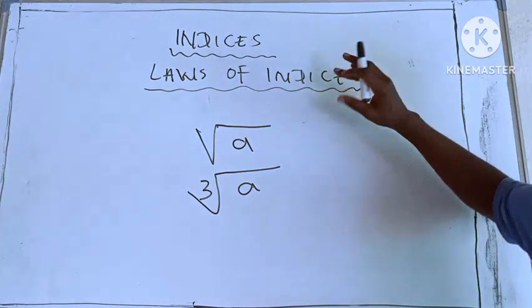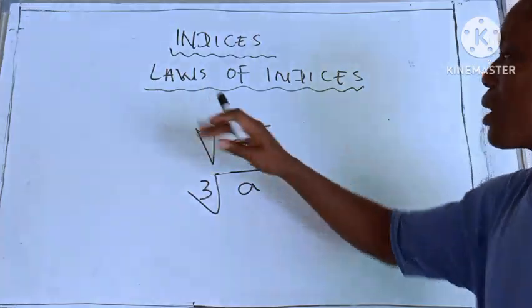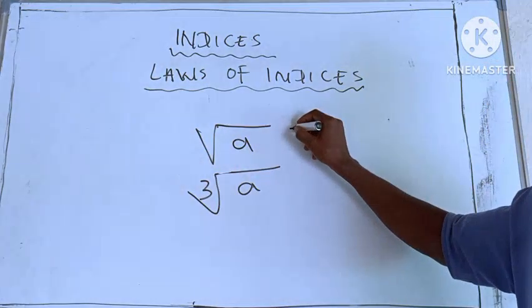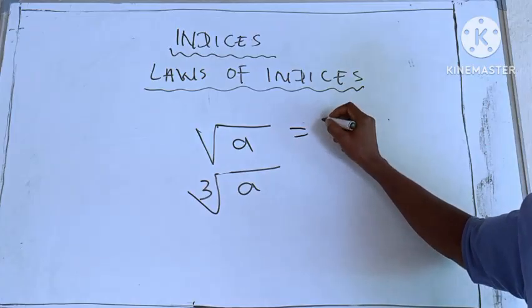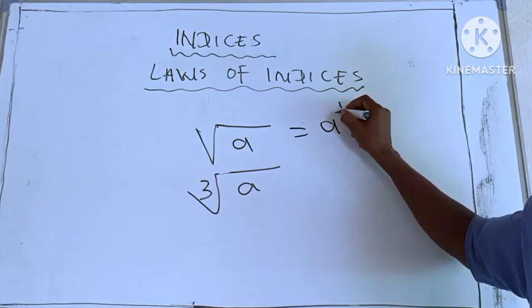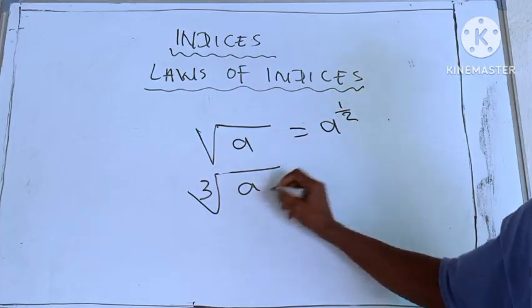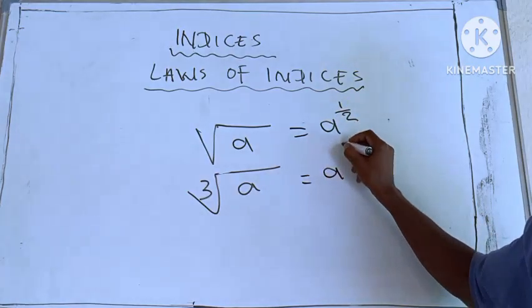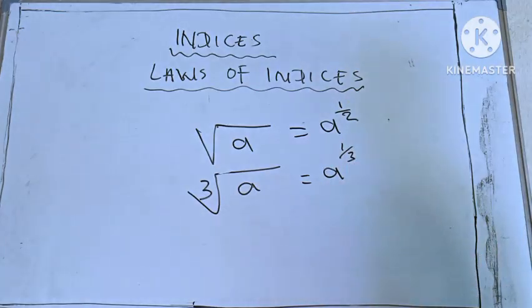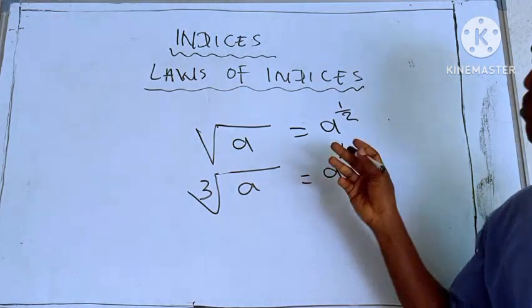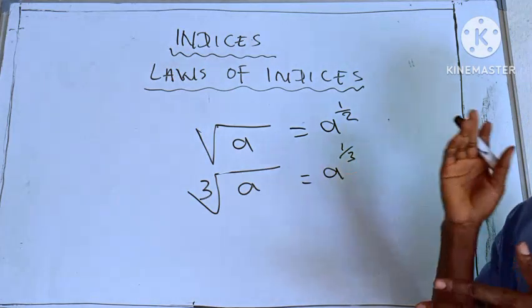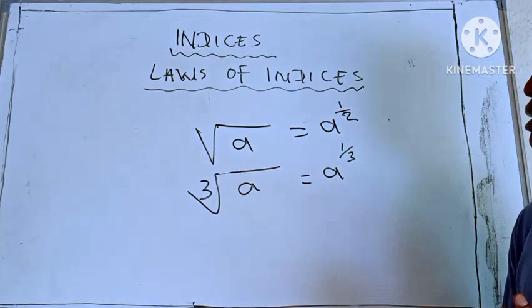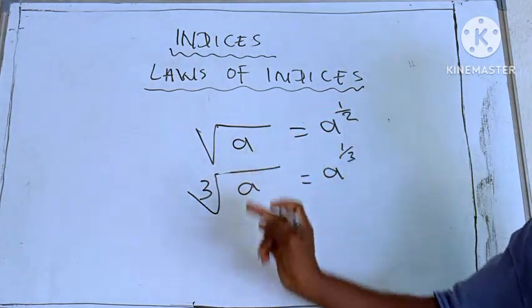So anytime you come across this type of law, you can convert square root a to a raised to power 1 all over 2, while this one, cube root a, is a raised to power 1 all over 3. So make sure you take note of all these laws, it's very important. These are rules or laws governing indices.